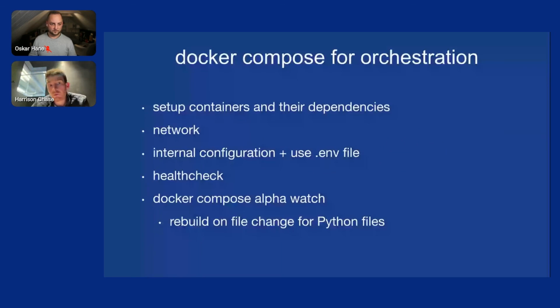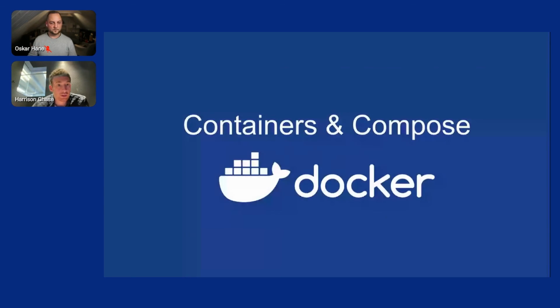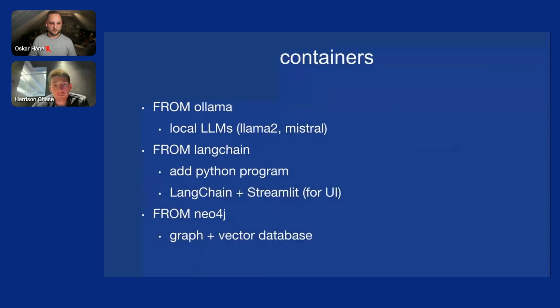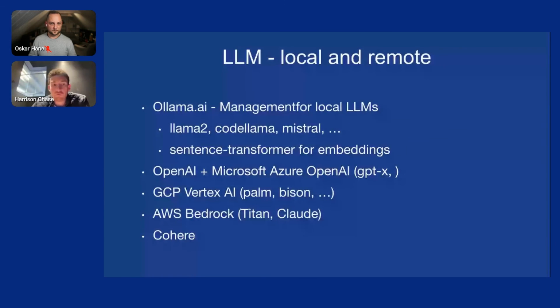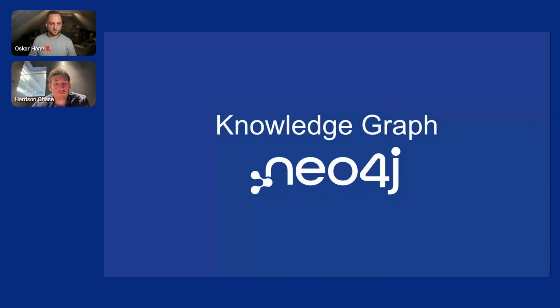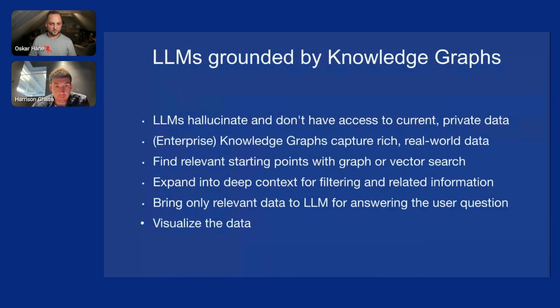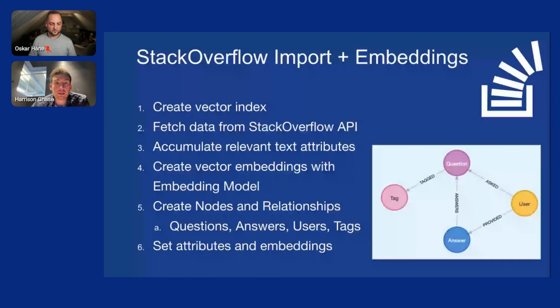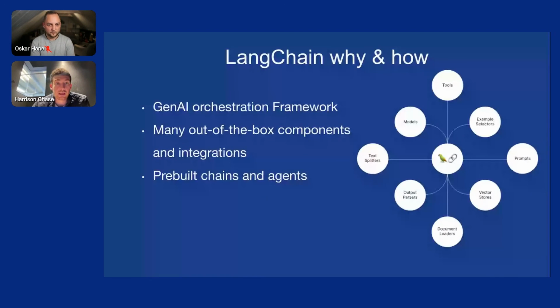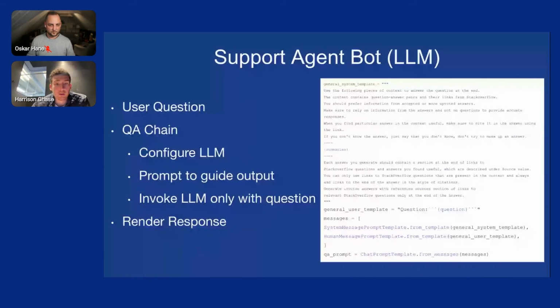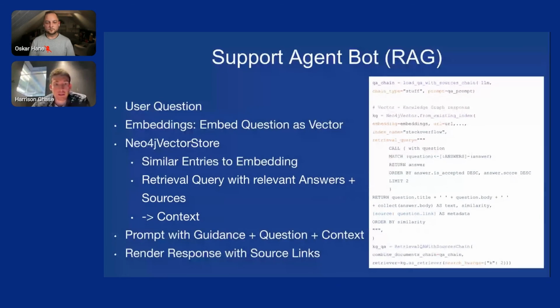I'm going to skim over this because I think this is largely what we talked about. It uses Docker pretty heavily. We've got a bunch of containers. It uses Ollama, which can be swapped out for any of the other models. It uses Neo4j as the knowledge graph, does the grounding with LLMs, and does the importing from StackOverflow. You get this awesome visualization as a graph. It uses LangChain to orchestrate a lot of it together, and we create this support agent bot where things go in and it gets back a response. And here's some of the summary of what's going on.